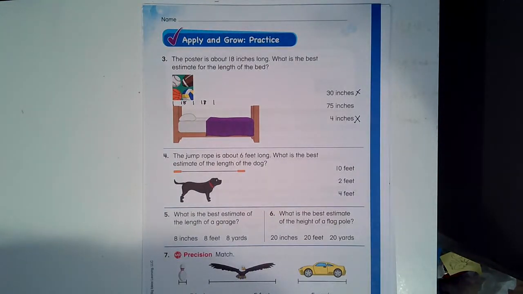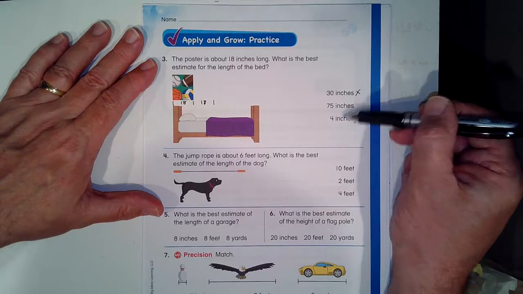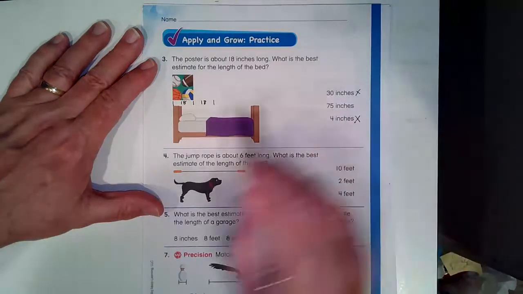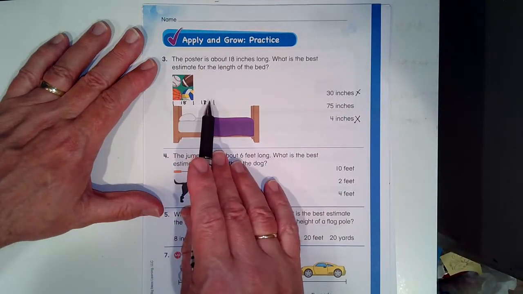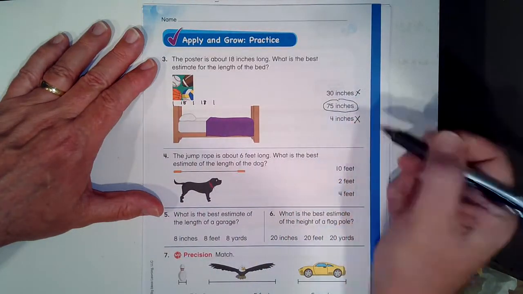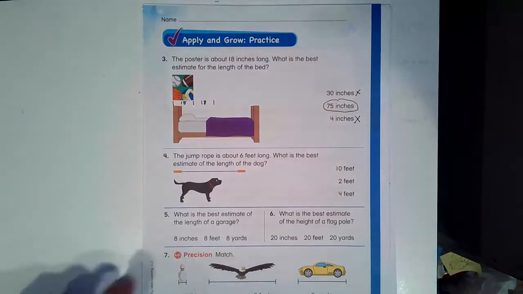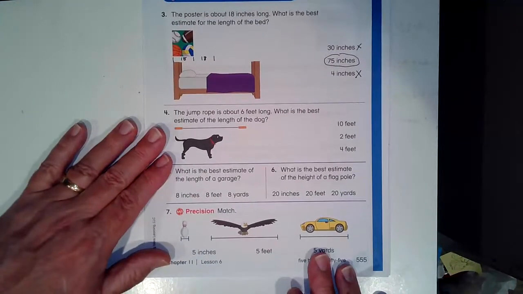So let's take another look. What is our choice? Can't be this one, too short. Can't be this one, too short, even if we had 2. So it has to be this one. That's the only answer that makes sense. All right, let's keep going.